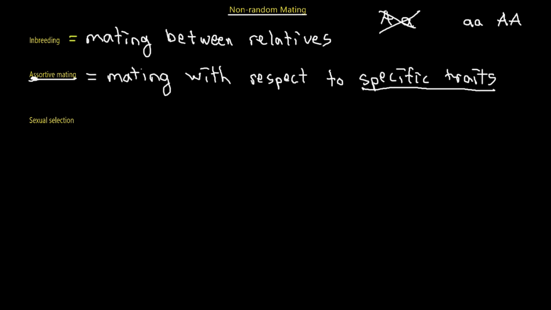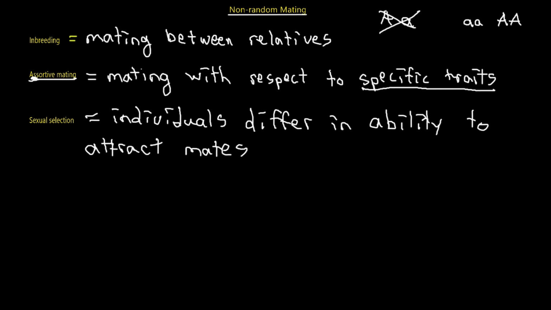And sexual selection occurs when individuals within a population differ in their ability to attract mates. And so it favors individuals with heritable traits that enhance their ability to obtain mates. And the next idea that we will discuss is called speciation. That is the production of new species.